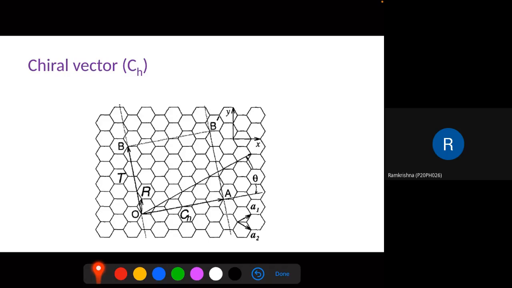But you also need to define the tube axis, right? You have to create a unit cell out of it. So this is your chiral vector, and then you have a translation vector OB. This is another vector which defines your translation vector. These two things are what you need to create your carbon nanotube.